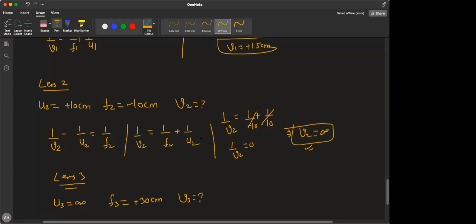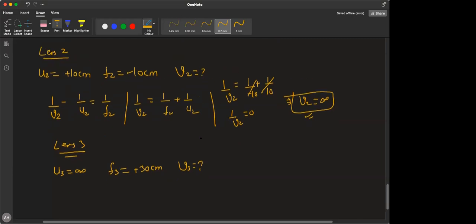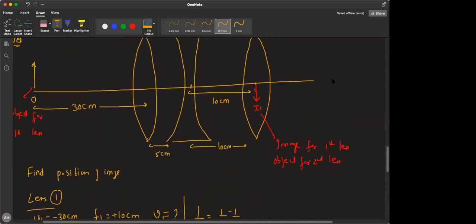Very good. Yes, Noor, Abdullah, right answer. Right, Ahmed, it's the correct answer. I'm waiting for others. Get the value of V3 first. No. Let's see where it will be. No, not at the optical center. You're getting 30 now. So it's from here at 30 centimeter.